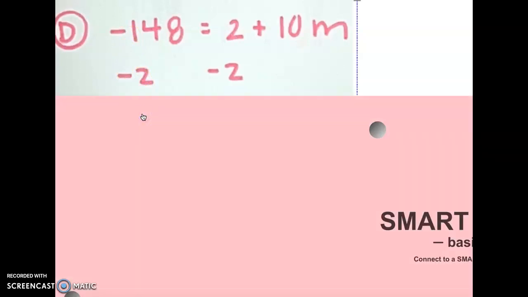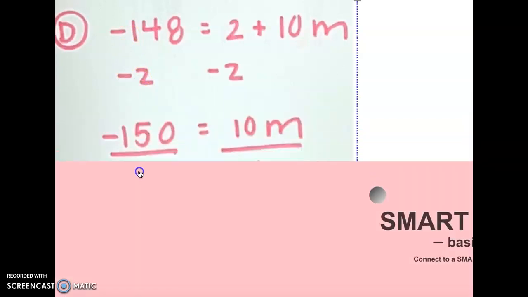You get negative 150 is equal to, on the right-hand side, we had $2 and we gave away $2, so they cancel out. We have no dollars left. But we do have this 10m that we have to bring down. We can't just forget it because it doesn't just disappear. So now we have negative 150 equals 10m. Remember, this 10m is like 10 times m. We just don't put that multiplication symbol in between there.